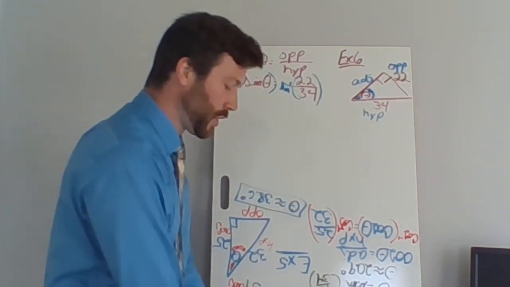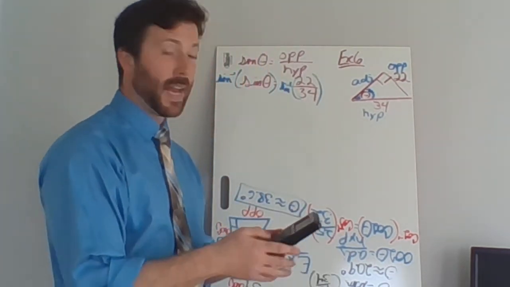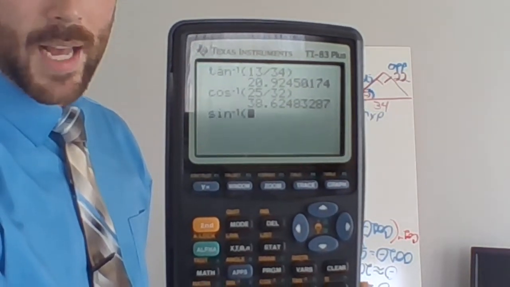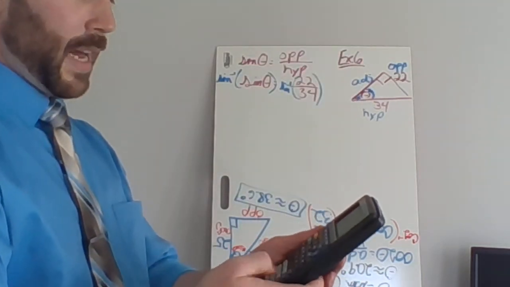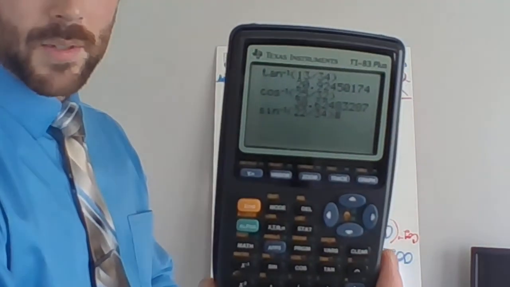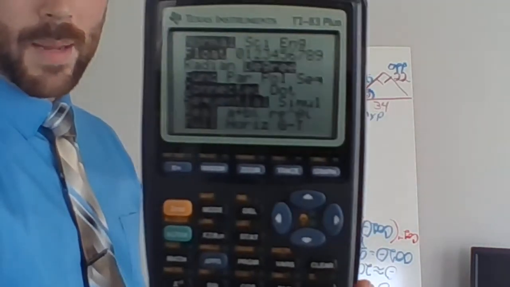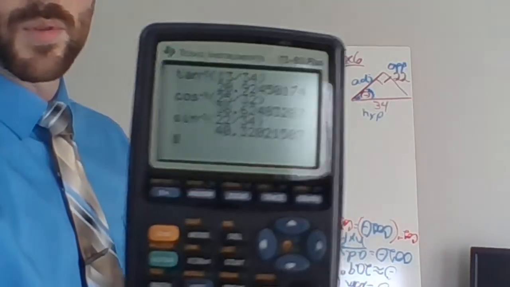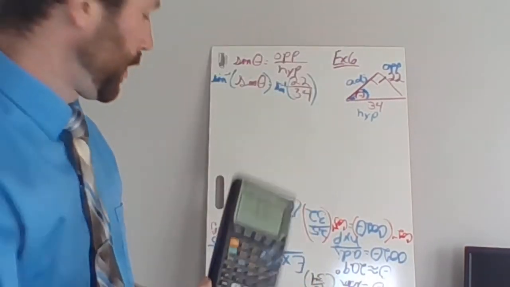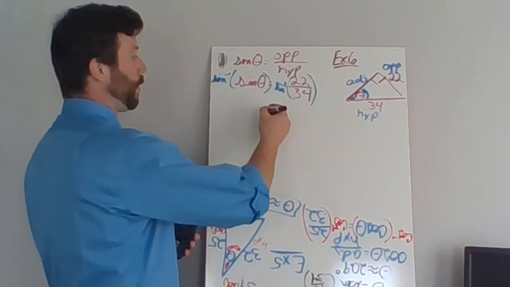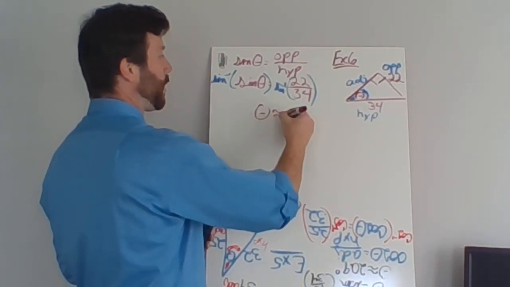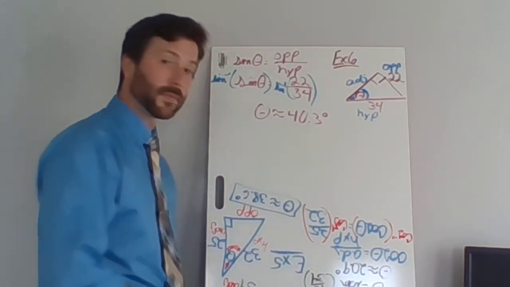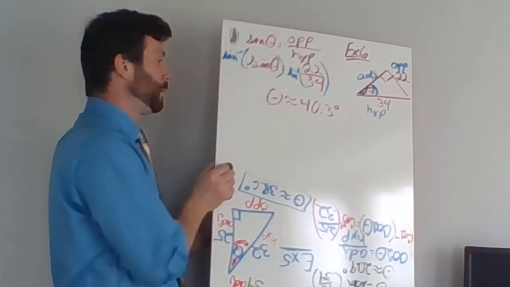Just like tangent, just like cosine, there's an inverse sine, and it's in the same place. Second sine, and we see inverse sine. And then 22 divided by 34. Close those parentheses. Double check that we're in degree mode. It's always good to check and make sure you're in degree mode. Press equals, and we get about 40.3 degrees. So theta is approximately 40.3 degrees. And there we go.